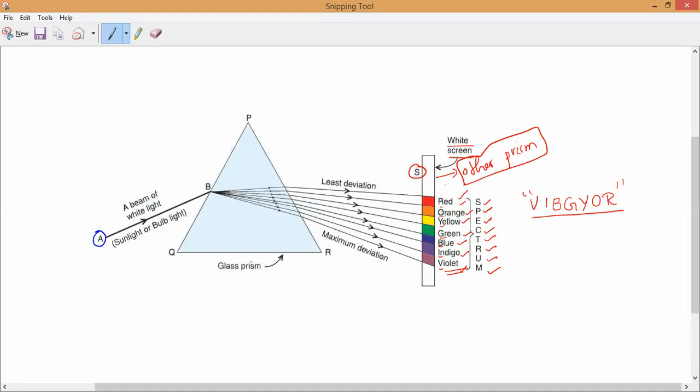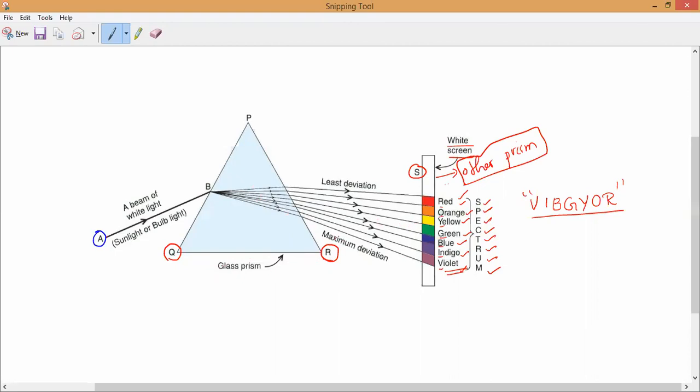Here all of you should remember, the glass prism is always kept on its base. What is the base called? QR. Whenever you want to see the spectrum of light, always place the prism like this. The base should be QR, at the bottom of the prism.